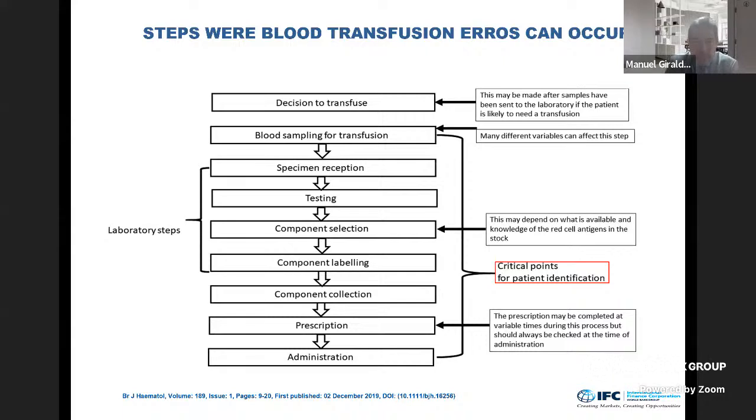And at the same time, the prescription time and the administration is another critical point, because you have to check for two IDs, and you could have two patients in the same room with the same last name.